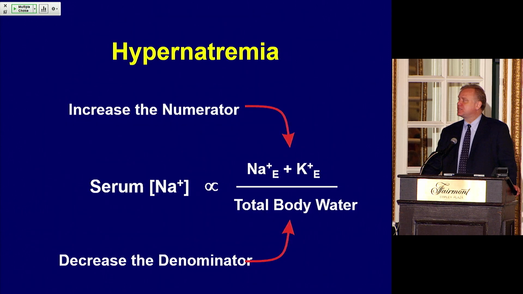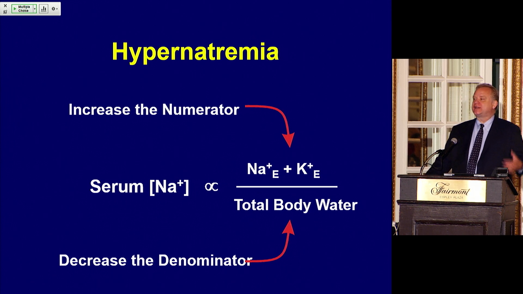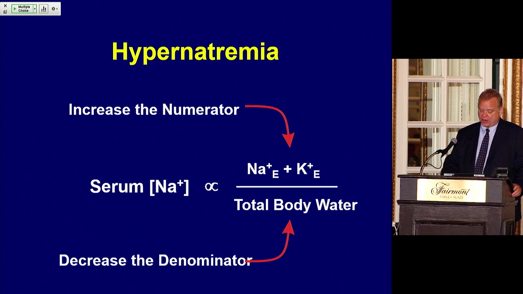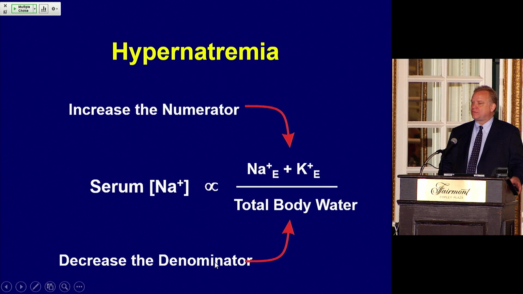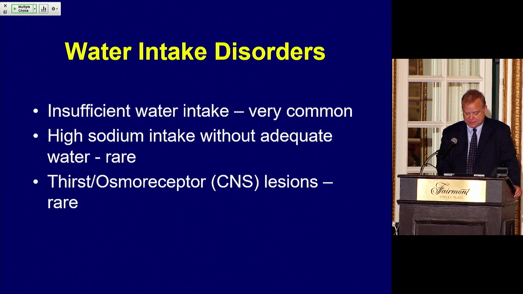So in the last few minutes, we'll talk a little bit about hypernatremia. There are additional cases that Dr. Yu will present, and I think I have a case that we talk about later on. But here the issue is either an increase in the numerator, a high level of sodium, which is relatively rare, but more commonly a decrease in the denominator, a reduction in total body water through various mechanisms.